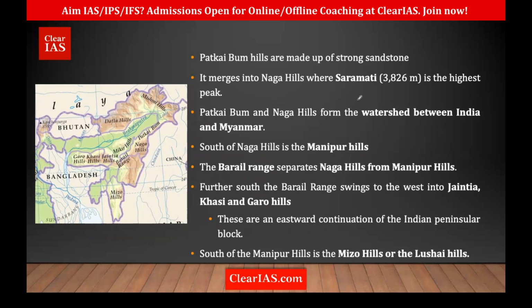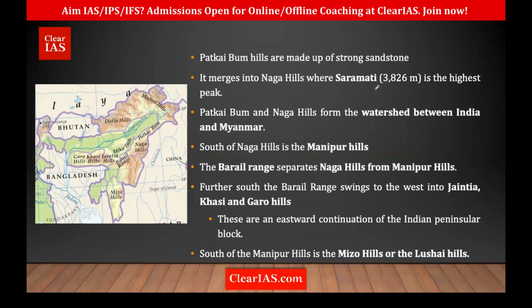The Patkai Bum and Naga Hills form a watershed between India and Myanmar. What do we mean by a watershed between India and Myanmar? All the rivers flowing into India start from this side of the Naga Hills and Patkai Bum, and on the other side, all the rivers go to Myanmar. So it acts as a divide. There's a mountain like this, and the rivers flow on the two sides. That is how it acts as a watershed.